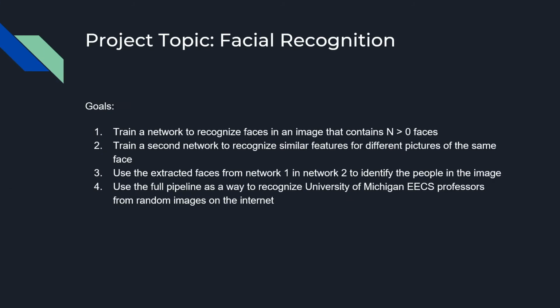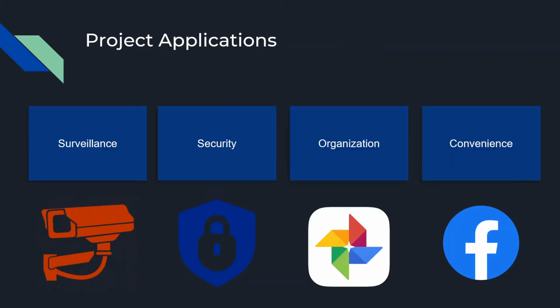Our topic was to explore a facial recognition pipeline that could pick out University of Michigan EECS professors from random images on the internet and identify exactly who they are. The project has a lot of applications, from surveillance and security, such as the way you can unlock your iPhone with your face, to organization and convenience, such as how Facebook can tag people in photos before anybody physically tags them.